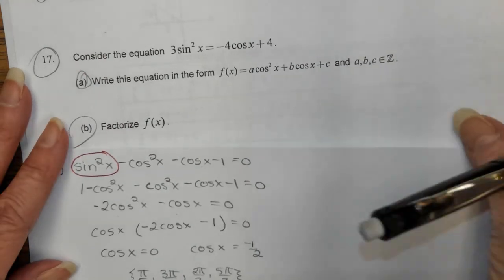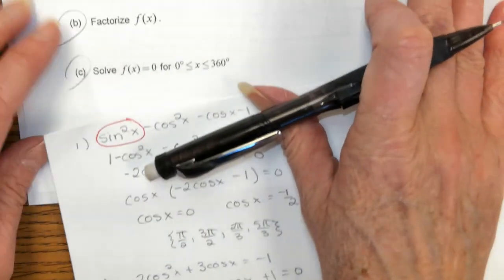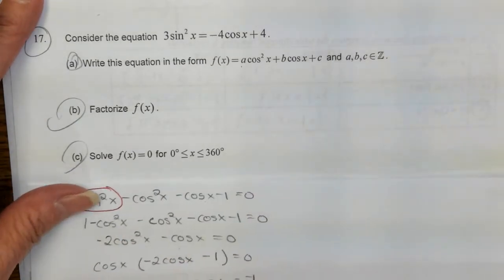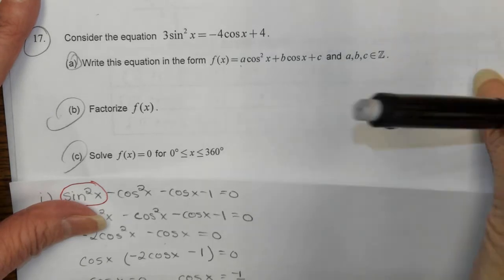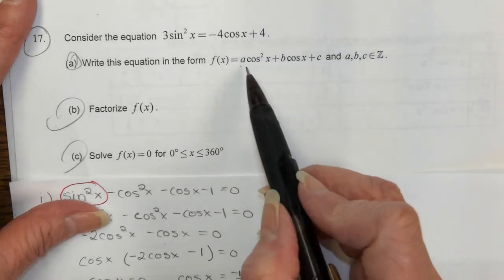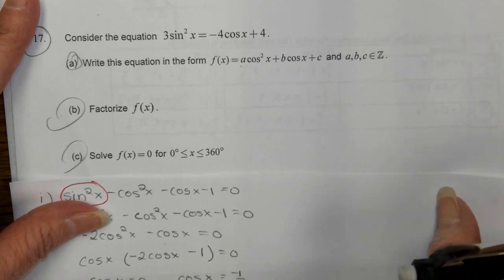All right, number 17. So we are given this equation, 3 sine squared x is equal to negative 4 cosine x plus 4. And the first thing that we're supposed to do is write it in this format, a cosine squared x plus b cosine x plus c. And all of those a, b, and c's are supposed to be integers.